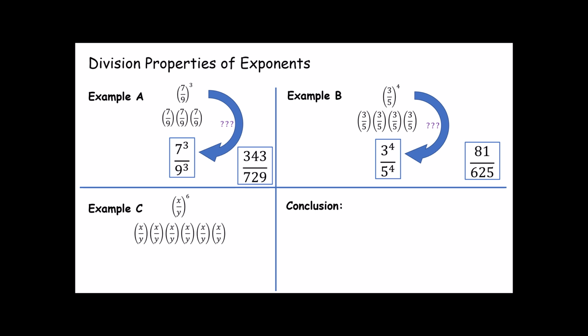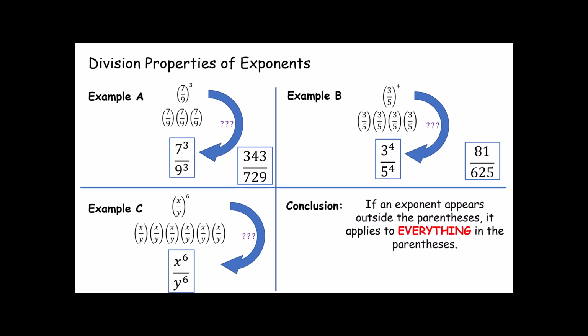I'm going to go ahead and do it in expanded form. When I multiply my numerators, I can see I have 6 x's multiplied together. When I do my denominator, I can see I have 6 y's multiplied together. Well, that's just x to the 6th over y to the 6th. Do you see the pattern?